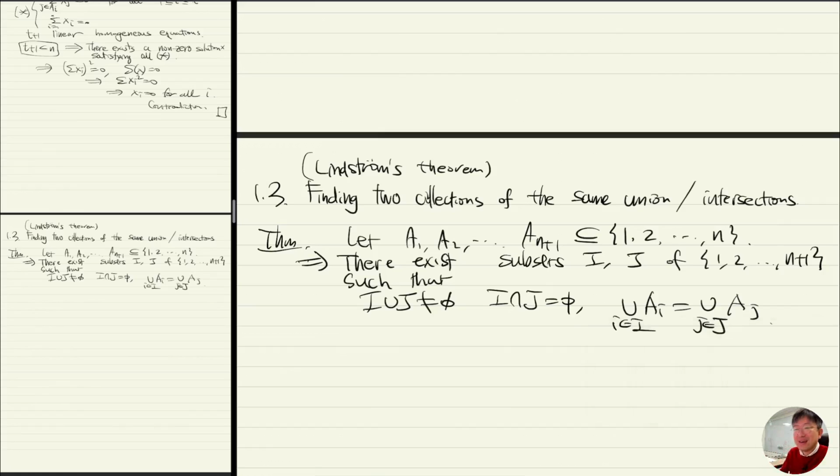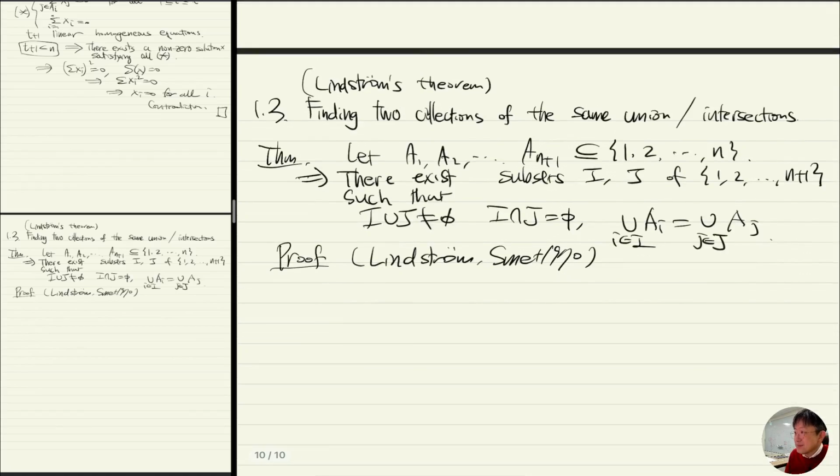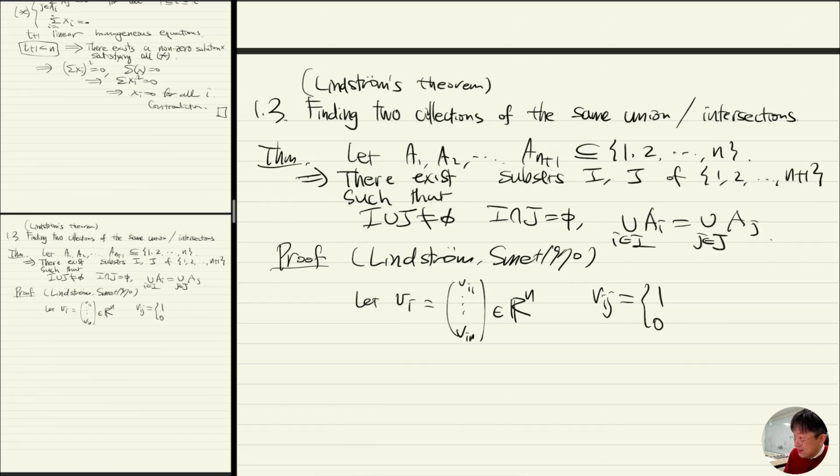All right. So how do we prove it? This proof is due to Lindstrom in 1970s. Again, we use linear algebra here. So let vi be the vector vi1 up to vin in Rn, so vij is 1 or 0. It's 1 if j is in Ai and 0 otherwise.